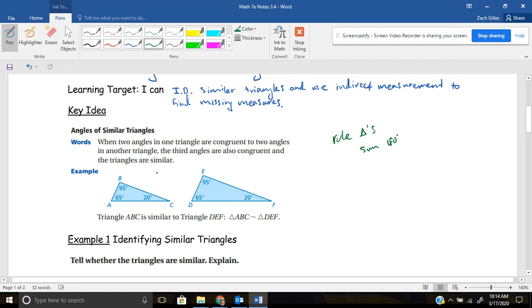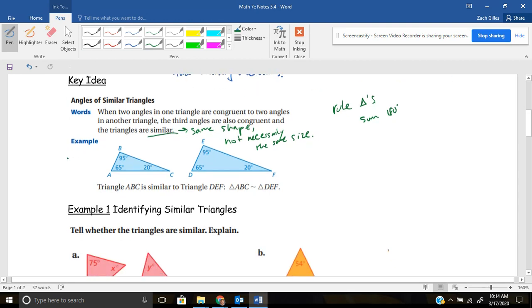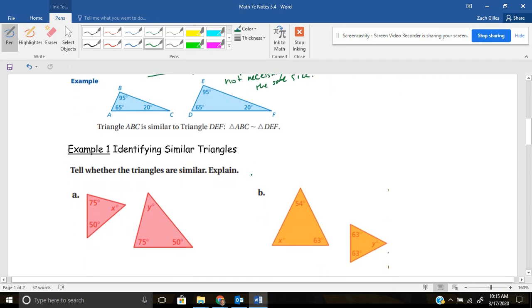Remember, the meaning of similar is same shape, not necessarily the same size. A lot of the times, well, let's just look at a few examples, and I think that'll explain that. So it says here, triangle ABC is similar to DEF. And remember, this little squiggly means that the two triangles are similar.